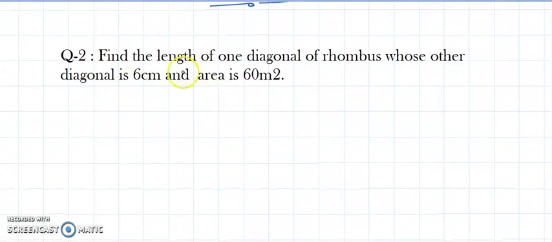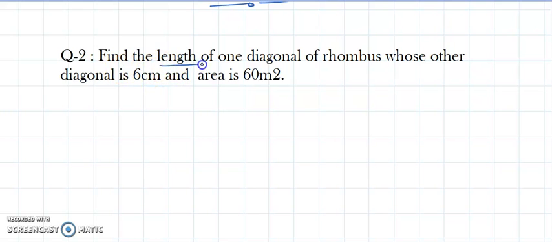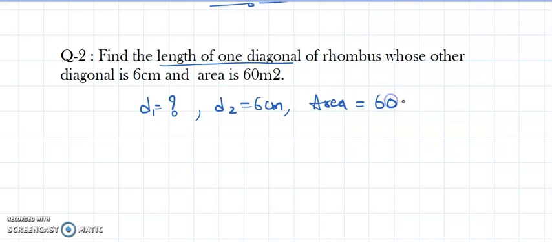In the second question, we have to find out the length of one diagonal. Let us consider the one diagonal as D1, and that is the question mark for us. The second diagonal they have given us as 6 centimeter, but this time they have given us the area. Area they have given as 60 meter square. Sorry, both are in meters only. This is also given in meter. This is also given in meter. So let us start solving it.